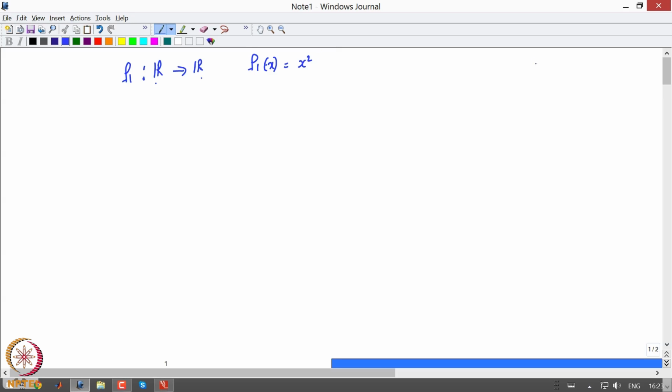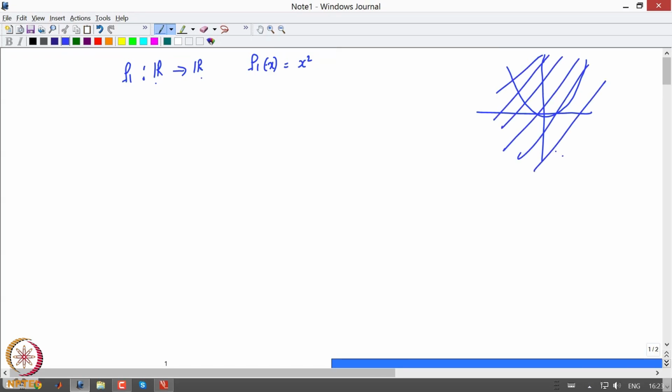So if I were to draw a graph of it, well, not surprising, this looks like a parabola, so I just get this entire thing, right. So this is this entire space. So my domain and range are spanned by this entire thing. Okay, and this is my function x squared.